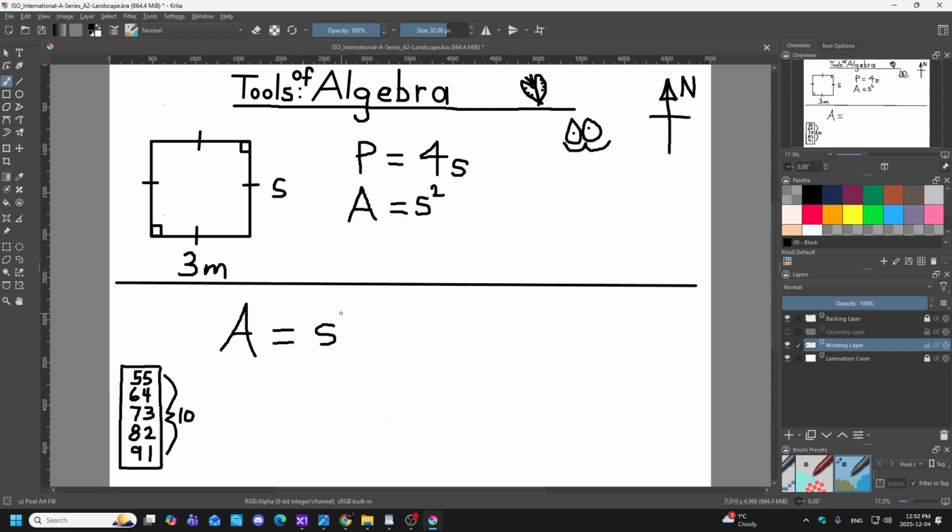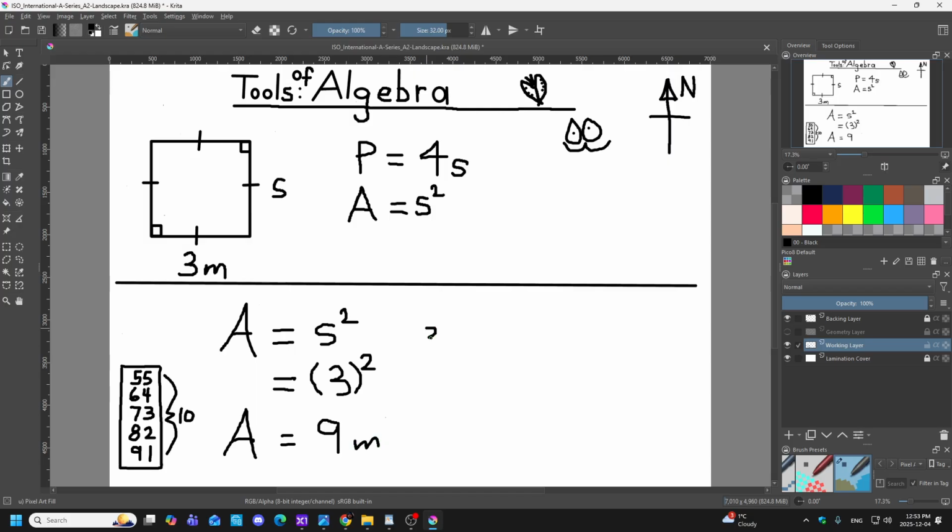A is equal to S squared. I could write it like this, 3 times 3, which is exactly the same thing, or 3 squared. A is equal to 9 meters.